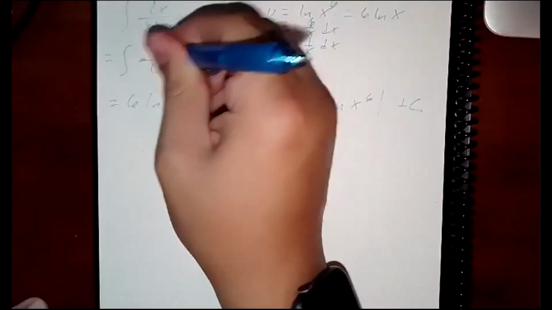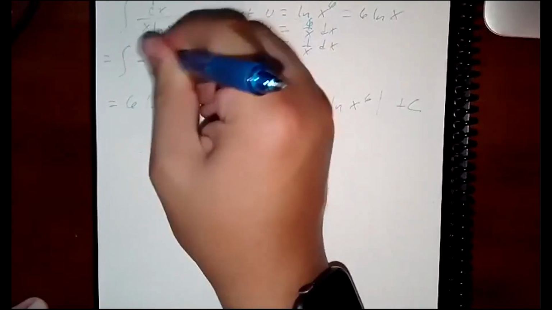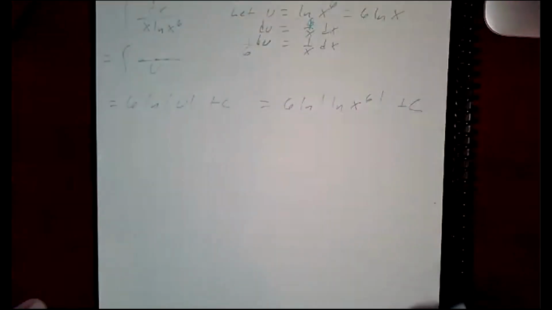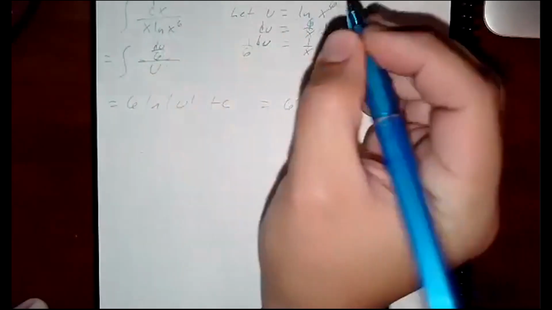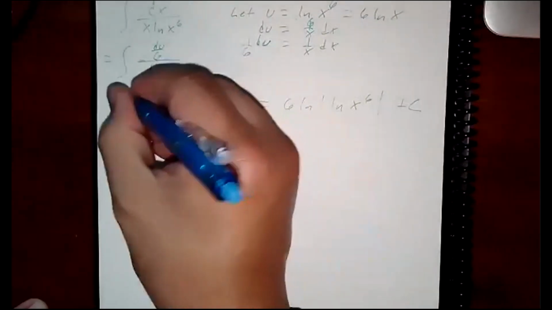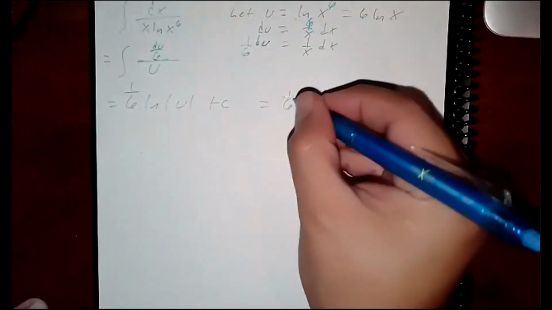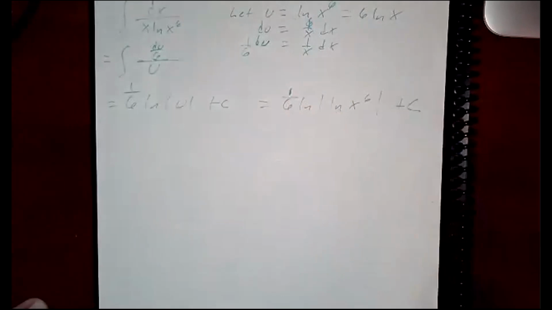So then I can sub the top part in the bottom. So you'll get du over 6. So this is really 1/6. There we go.